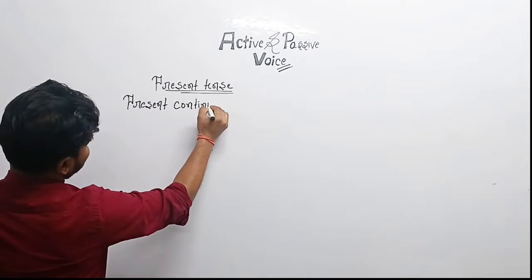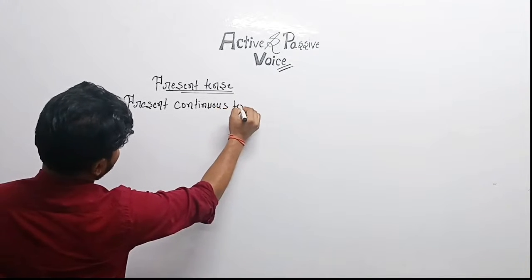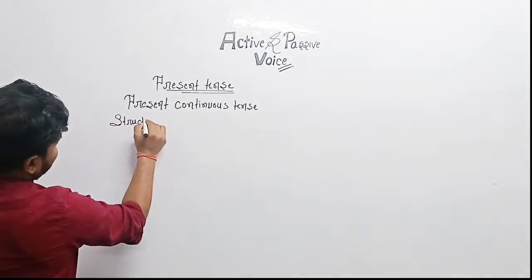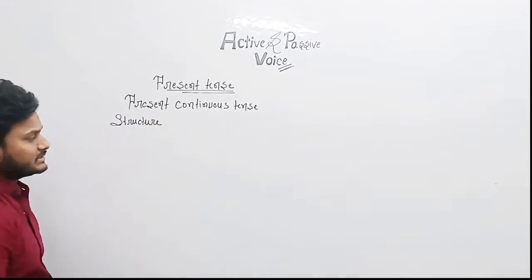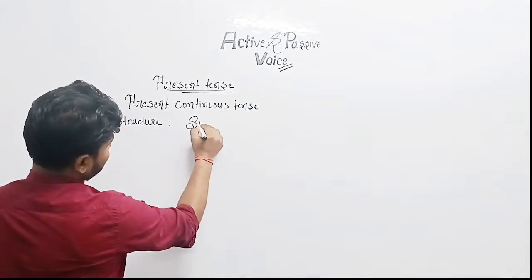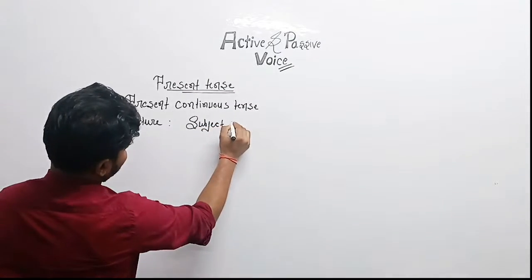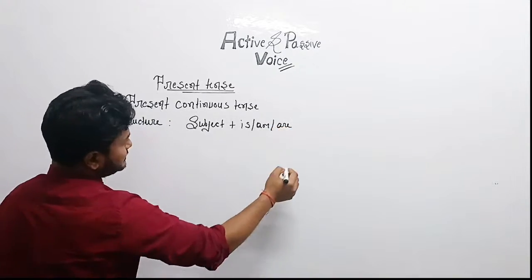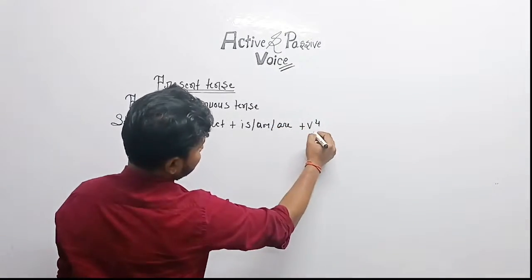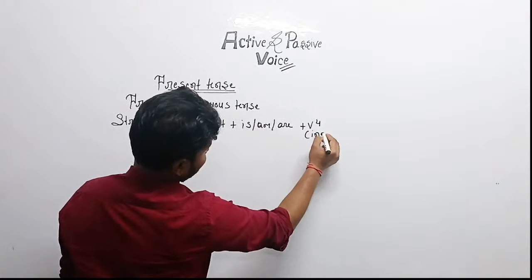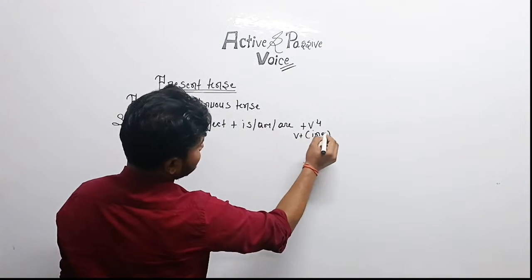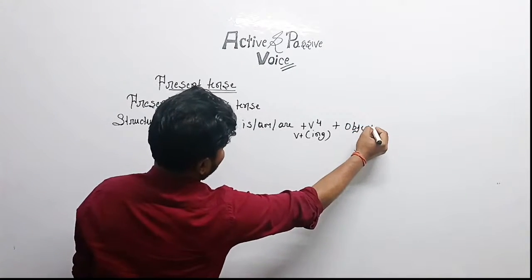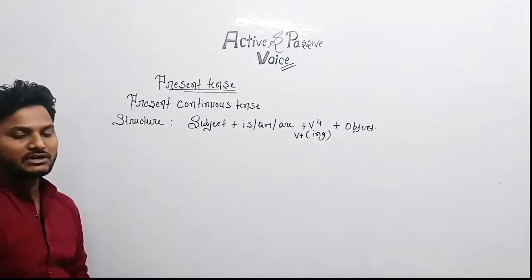What is the structure of this tense? The structure of this tense is subject plus helping verb (is, am, are) plus verb 4, that you already know, verb plus ing, and then after that we have object. So this is the basic structure of the present continuous tense.